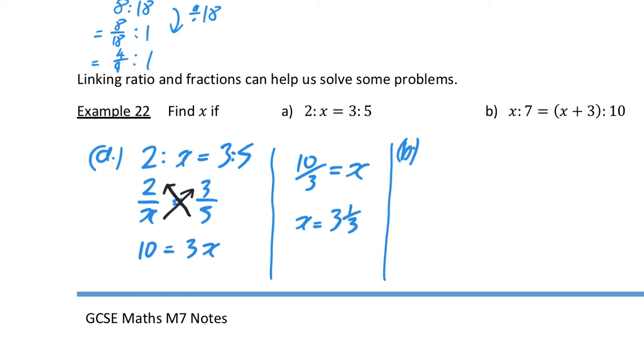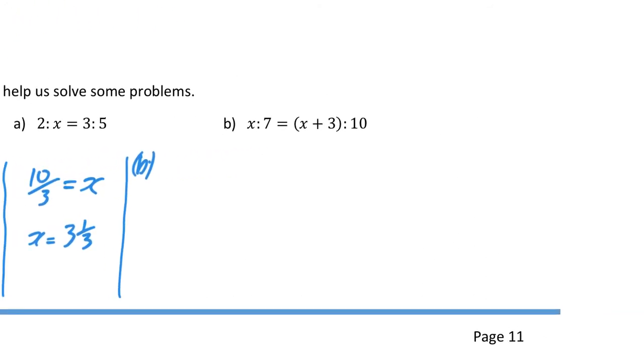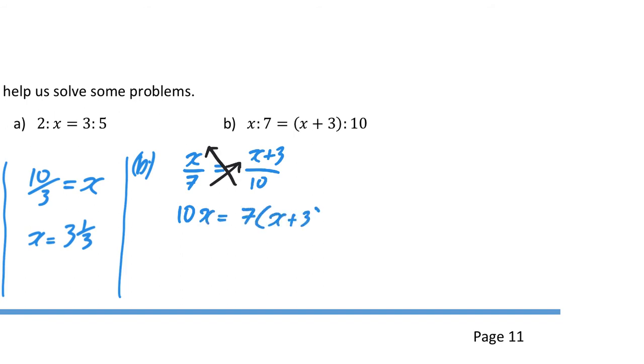For part B, same idea, but just a little bit uglier. So for part B, you're going to write this. We have x to 7. I'm going to write that as x over 7. And then we have x plus 3 all over 10. And then again, we're going to do the old cross multiplying trick. So that's going to multiply across here. That's going to multiply across here. And then you're going to have 10x is equal to 7 upon x plus 3.